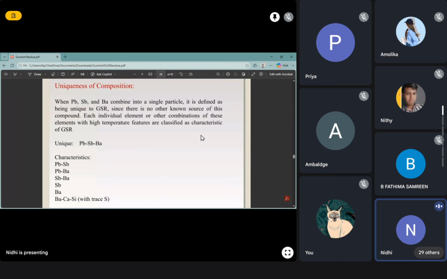So we were studying uniqueness of composition when lead, antimony, and barium combine into a single particle. It is defined as being unique to GSR since there is no other known source of this compound. Each individual element or other combinations of these elements with high temperature features are classified as characteristic of GSR. Then when lead, antimony, and barium are found in a single particle, we will be telling that yes, GSR is present.